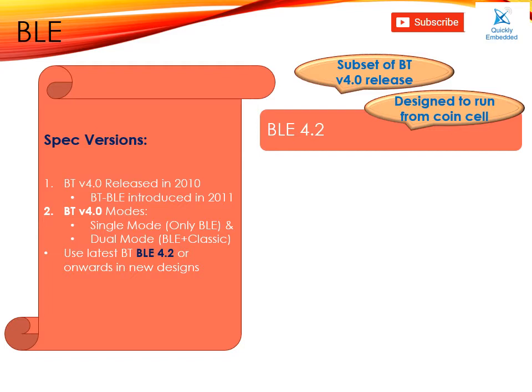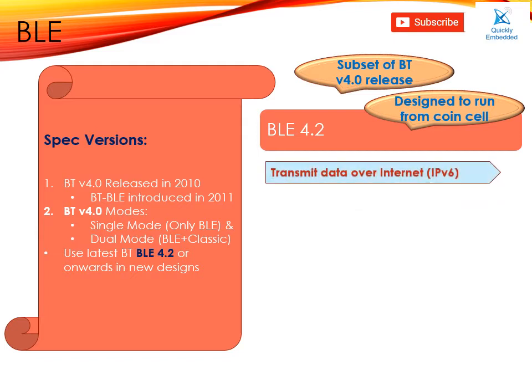Let's see more about the BLE 4.2 spec. With BLE 4.2, Bluetooth Smart sensors transmit data over the internet because it supports the low power IPv6 protocol. This advantage of 4.2 is very important because it's allowing chips to use Bluetooth over Internet Protocol version 6, IPv6, for direct internet access.